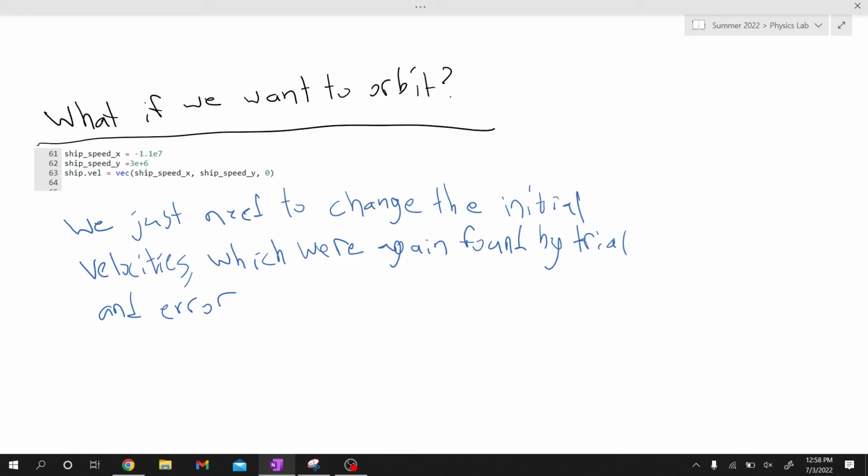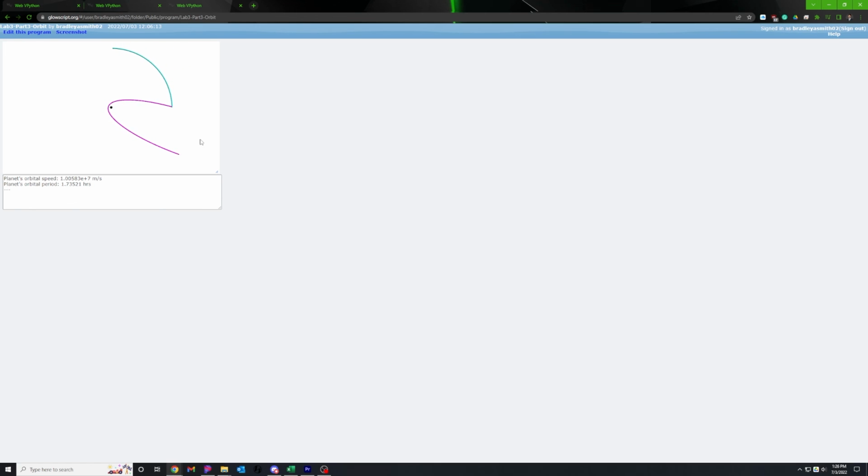What if we wanted to create an orbit and let the spaceship orbit around the black hole instead of trying to leave the system? Well, all we have to do is change the initial velocities, and we can see the results of our orbit here.